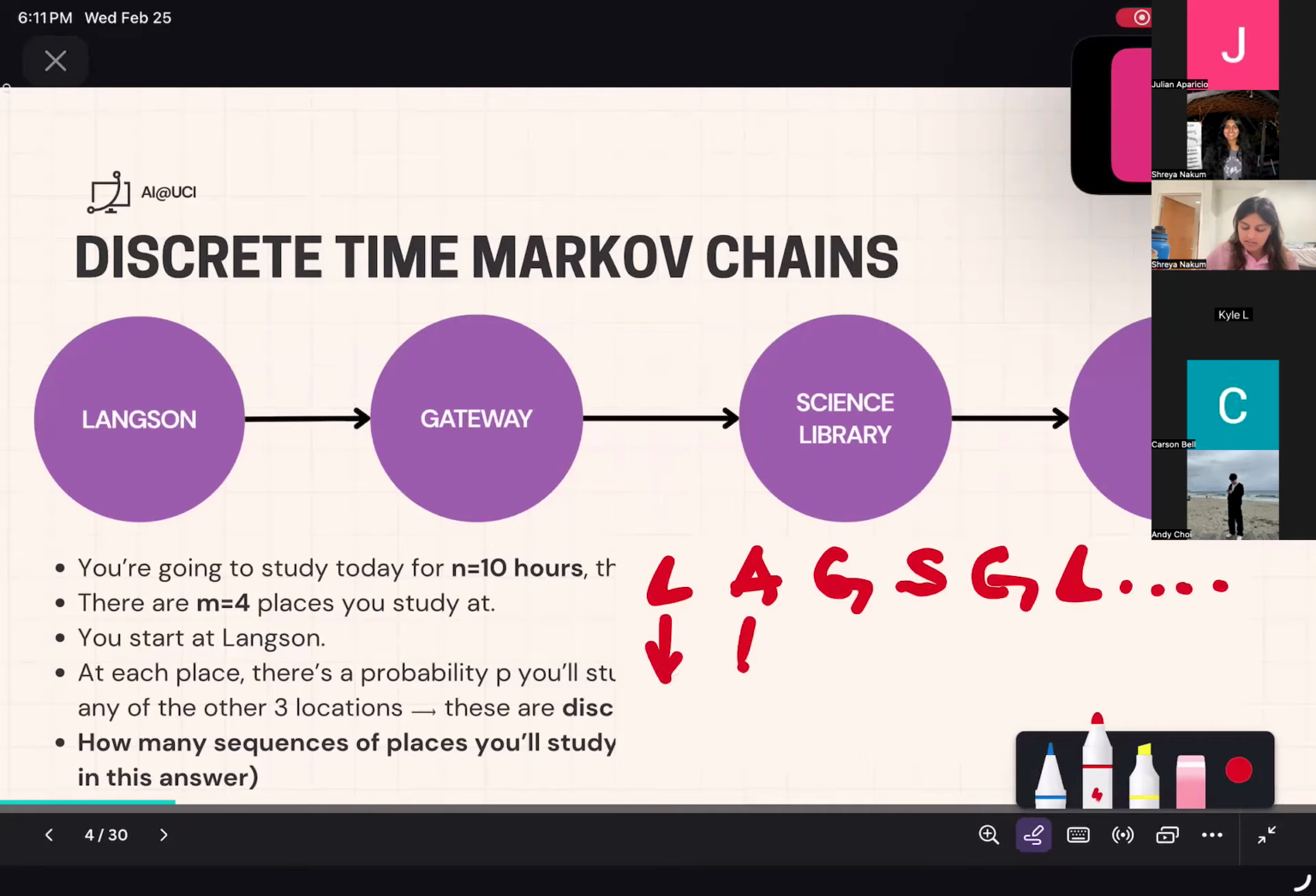Notice that I said that at each of these times, each hour, there are 4 places you can be at. And what I'm trying to ask you is, given this idea that at each of these places there are 4 places you can be at, how many sequences of places are there? Like, how many total sequences can I make out of this? 4 to the 10th power. Yeah, 4 to the 10th power, exactly.